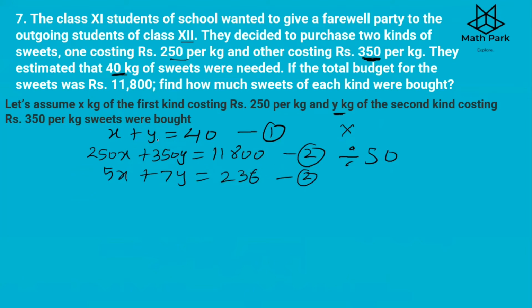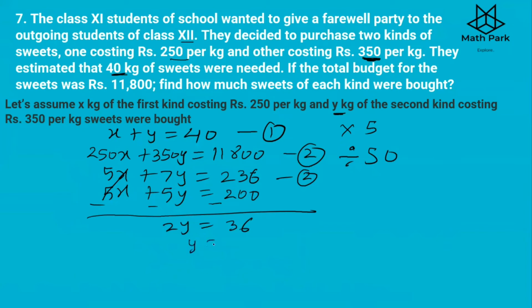Now let us multiply equation number 1 by 5. So 5 into x is 5x, 5 into y is plus 5y, and 5 fours are 20, so 40 into 5 is 200. Let us subtract the equations so that we eliminate x. So 5x minus 5x is 0, 7 minus 5 is 2y, and 236 minus 200 is 36. So y is equal to 36 upon 2, which is 18. So we got the value of y as 18.